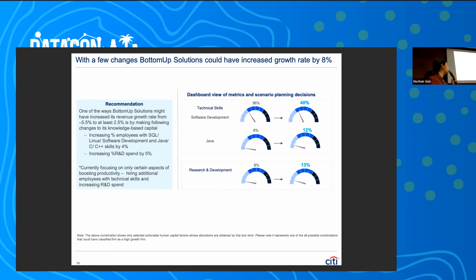Again, we are focusing only on one aspect of improving productivity, which is hiring additional employees. But this can also be done by training their existing employees in a way that is more transparent and more profitable for the organization as well as the employees.